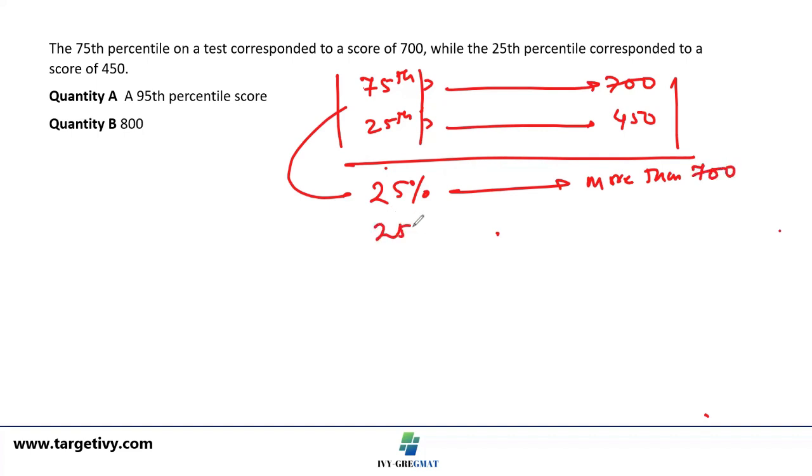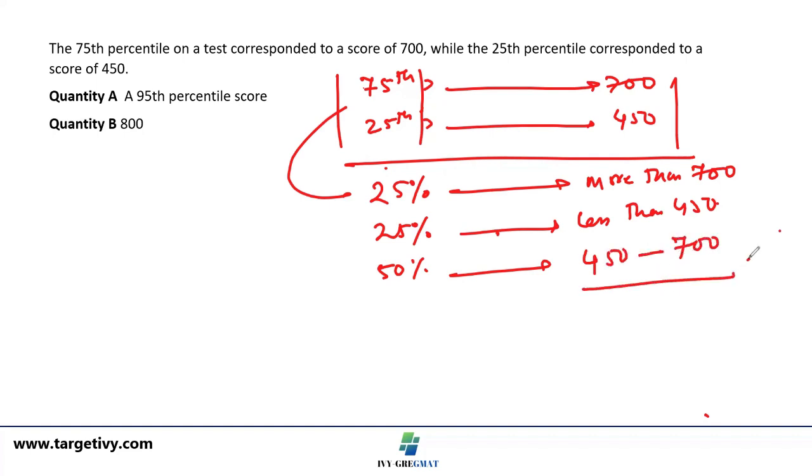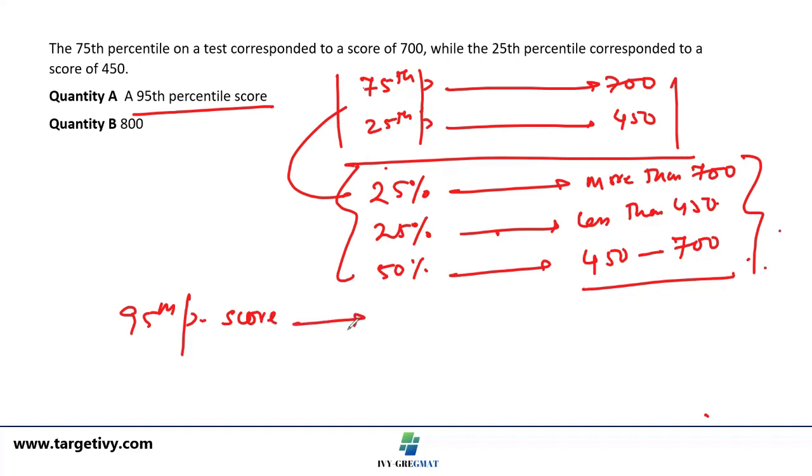And the rest 50% scored between 450 to 700. This much. If I look at this data, this is what I can derive. So the 95th percentile score can correspond to any number more than 700. Say it can be 750, it can be 780, it can be 790, it can be 800. God knows what.